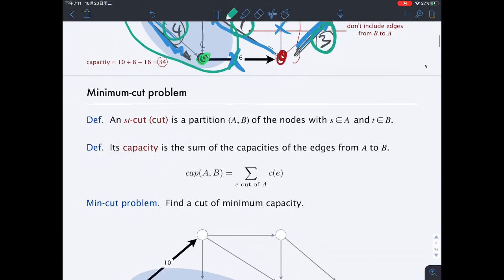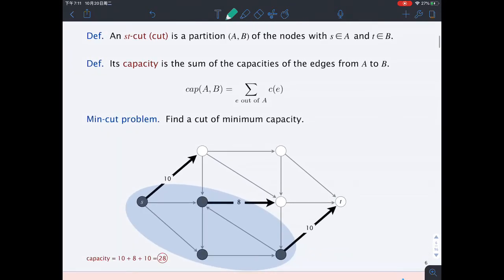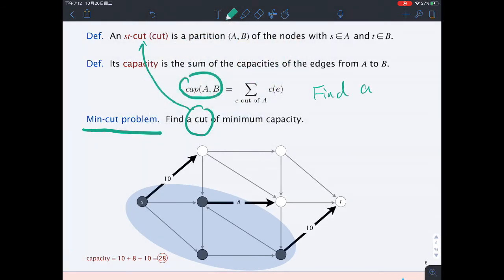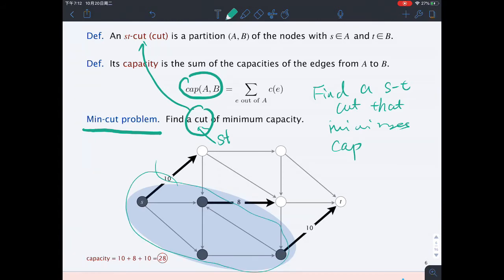Next, after we define an ST cut and the capacity associated with an ST cut, another optimization problem we want to study is how to design an algorithm to find the minimum cut. Basically, I want to find an ST cut that minimizes the capacity. Let me write this down: find an ST cut that minimizes the capacity. This is an ST cut, not just an arbitrary cut.